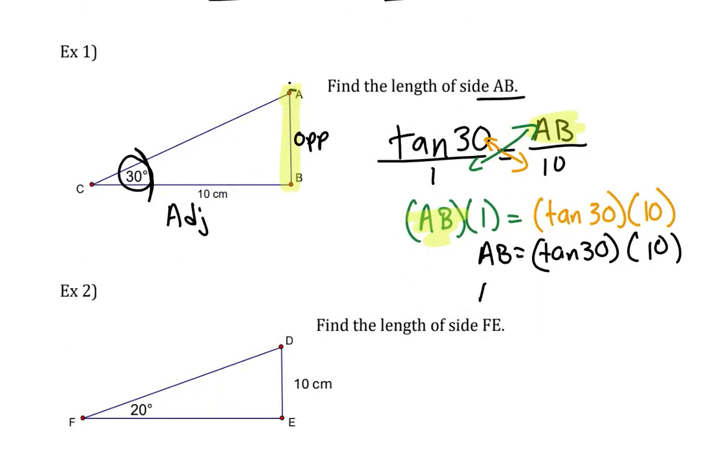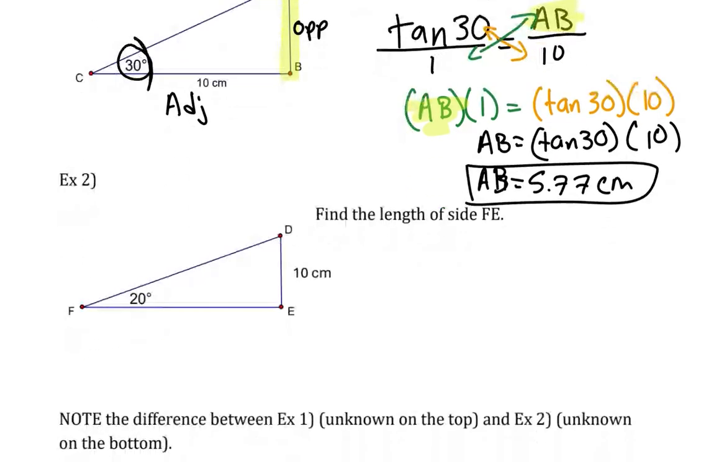So then I'm going to say AB equals 5.77. Don't forget your units, centimeters. And that's your answer, so you can put a box around it.